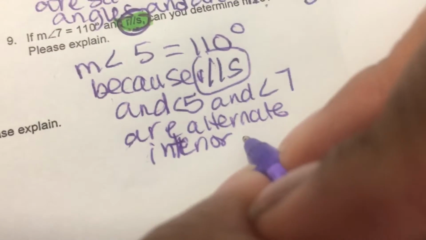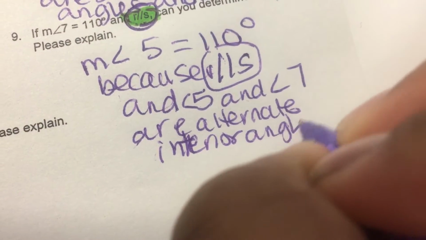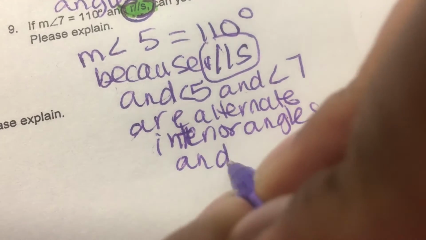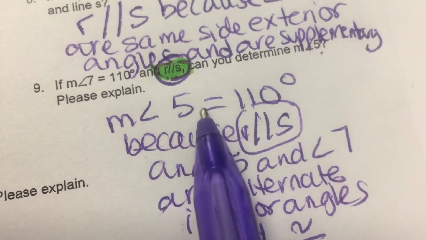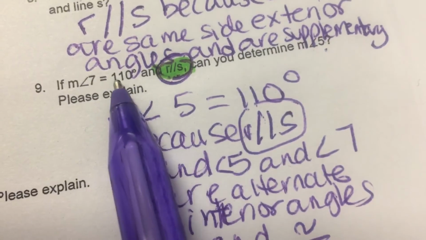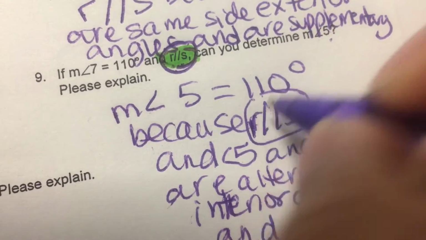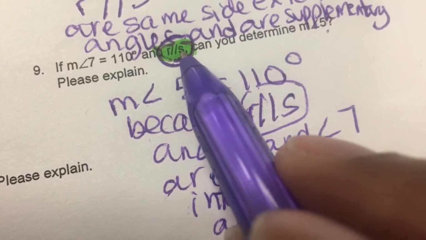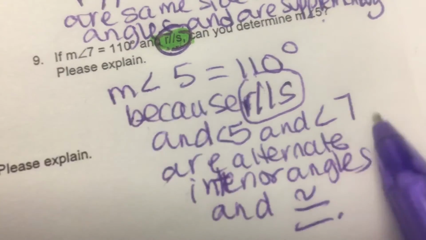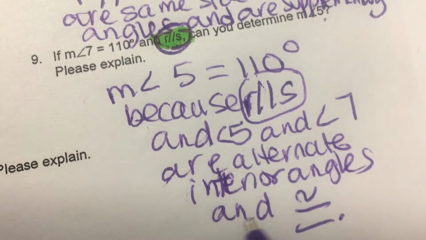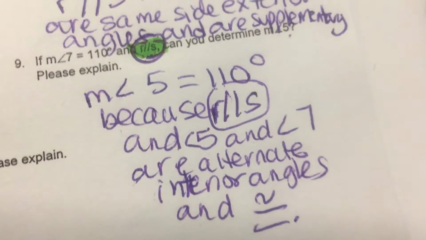Sorry for my bad handwriting. I'm trying to hold the phone and record. Angles are congruent. Okay, so the measure of angle 5 is equal to 110 as well because R, that's an R, is parallel to S because they told us, and angle 5 and 7 are alternate interior angles and congruent. Okay, you want to be as specific as possible in your explanation.